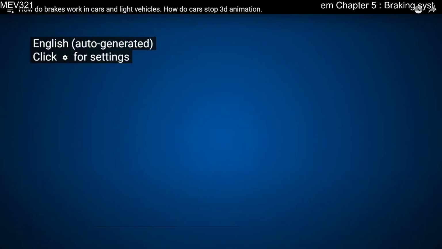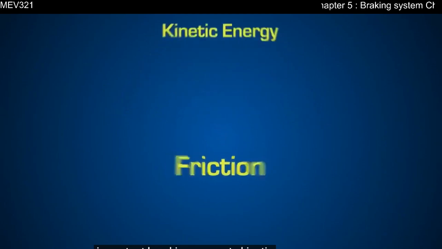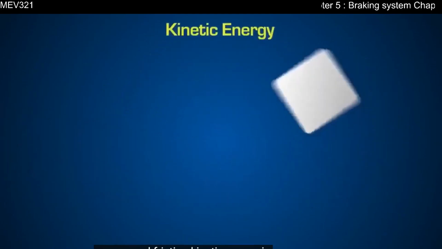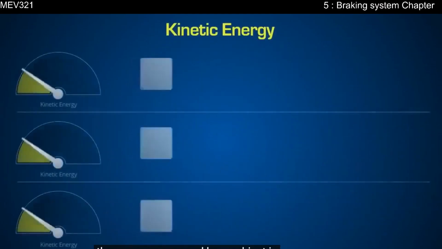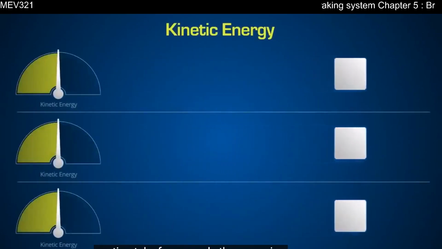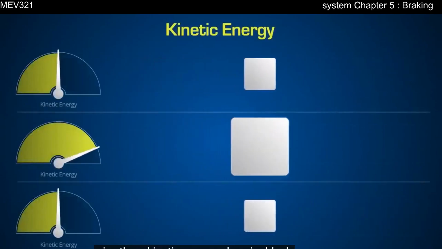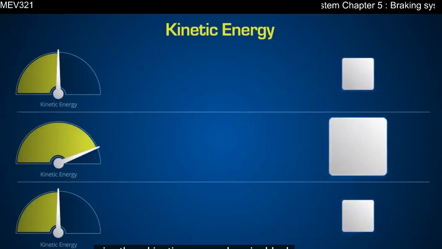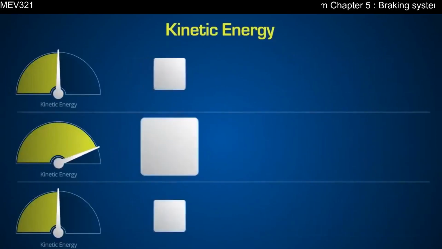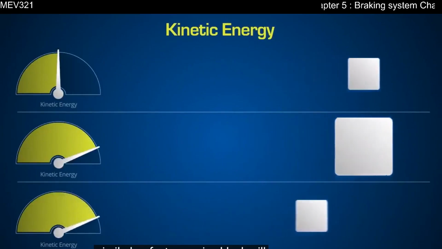Let's start by understanding two important braking concepts: kinetic energy and friction. Kinetic energy is the energy possessed by an object in motion. Take, for example, these moving blocks. Their speed and weight combined give them kinetic energy. A heavier block will possess greater kinetic energy. Similarly, a faster moving block will also possess greater kinetic energy.